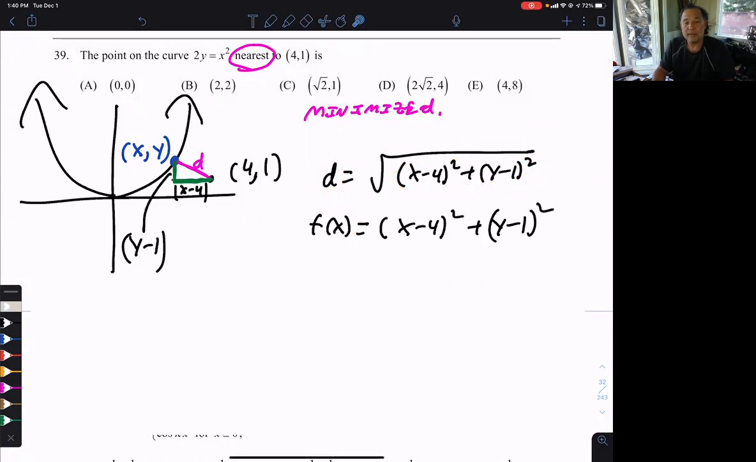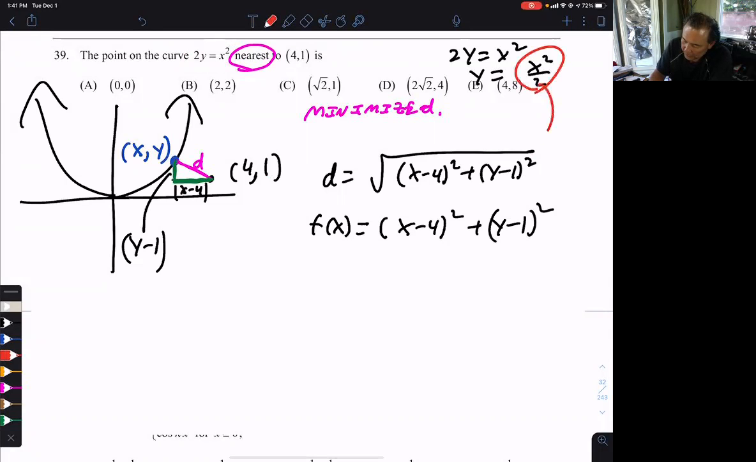So where do minimums occur? Critical points and endpoints. But we have a problem. We have two variables. That's no good when we're trying to take the derivative. But here they tell us the secret. 2y equals x squared. So I'm going to solve for y. y is x squared over 2. And I'm going to put that value in for y. Makes my life much better.